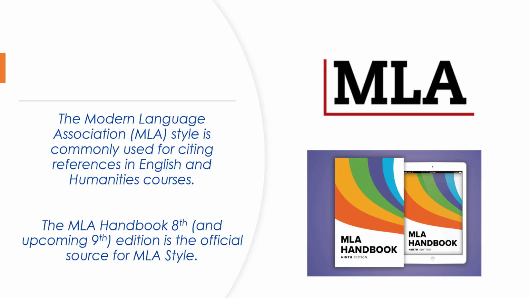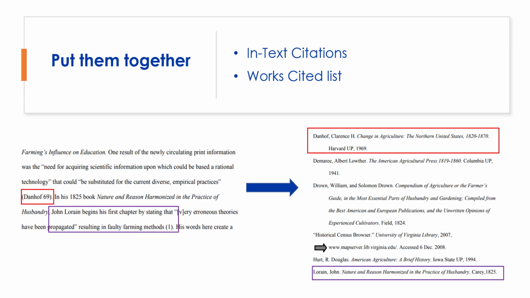The MLA has recently published a 9th edition, and your professors will let you know which edition to use. Both editions seem to follow mostly the same formatting for citations, but please don't hesitate to contact me if you need clarification. You cite and give credit to authors in this style in two places in your research paper: in text, which is within your paper, and at the end in a works cited page. Let's talk about each of these in a bit more detail.